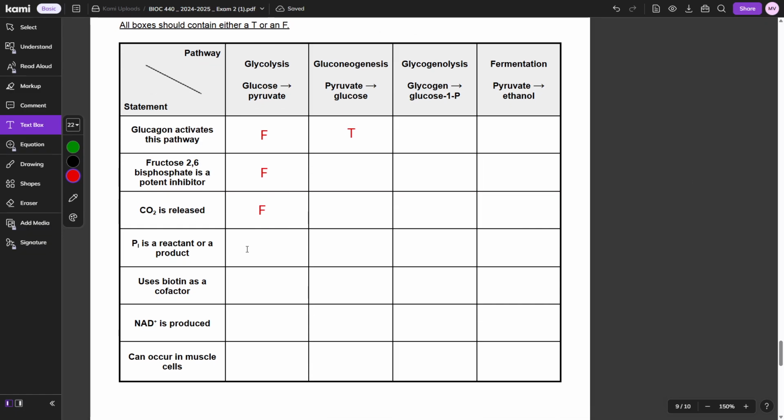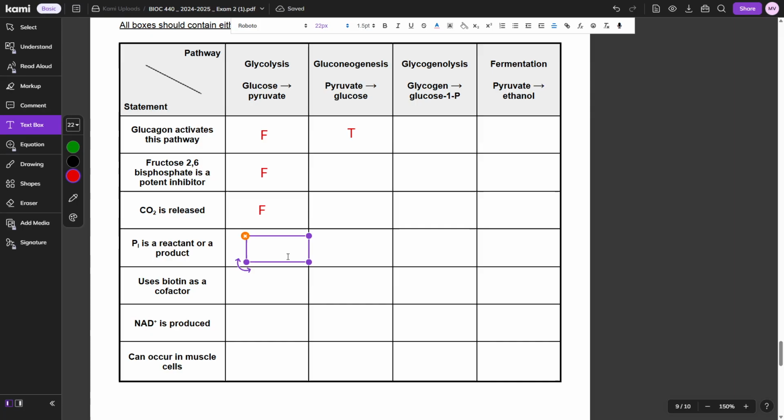Pi is a reactant or a product. Is it a reactant or a product? And if so, what step? Step 6. Okay, what is 6? What's the enzyme? GAPDH, yep, glyceraldehyde 3-phosphate dehydrogenase. So it is using it, and is it using it as a reactant or a product?